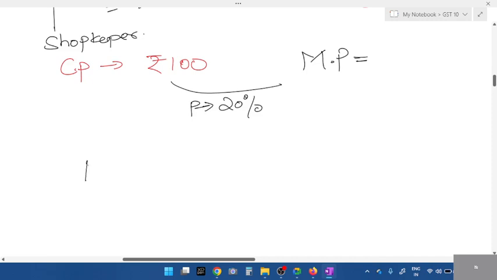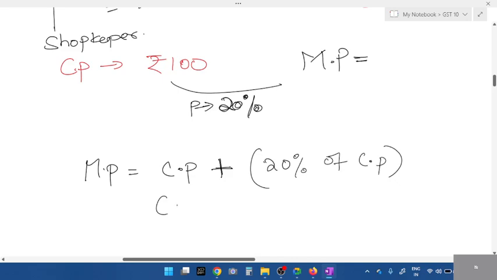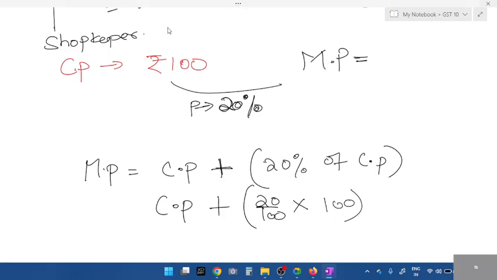Remember this. Now the formula. Mark price is equal to cost price plus, the reason for plus is that we are trying to increase it. Plus, in brackets, I'll write how much percent of cost price he wants to increase, 20%. So this is the formula: 20% of cost price. If I convert this into a statement, how do I write 20%, students? 20 divided by 100, and of means multiplication. Very good. Into 100. What is the cost price value? Cost price is also 100.